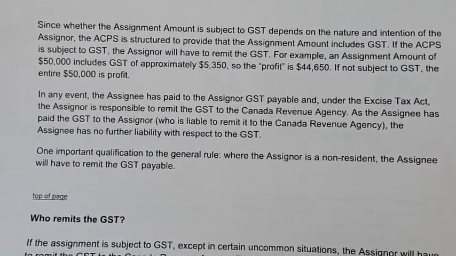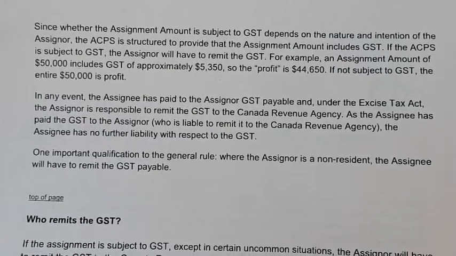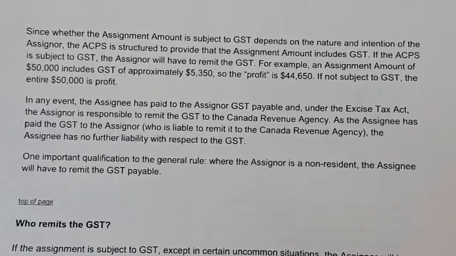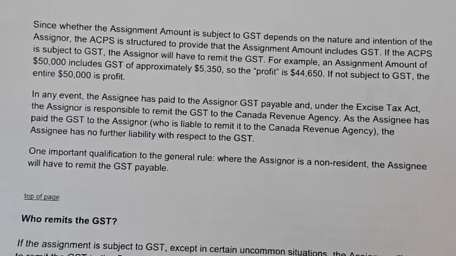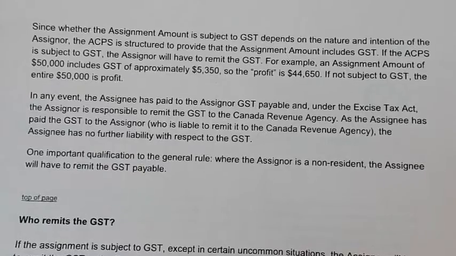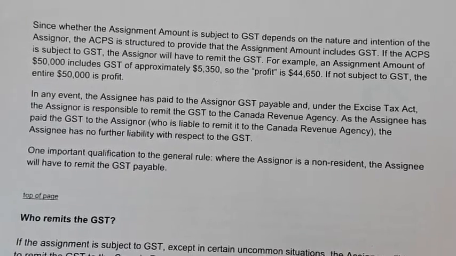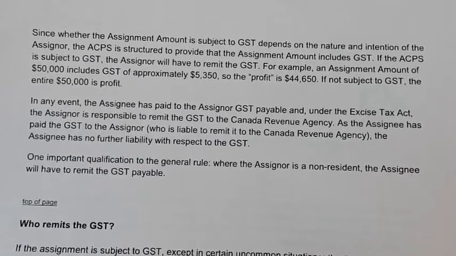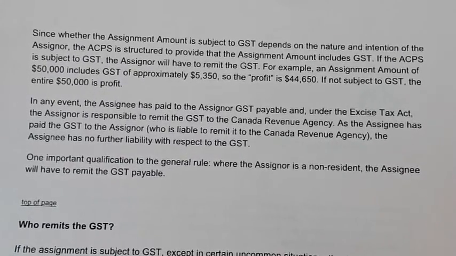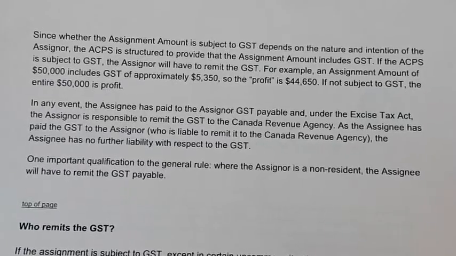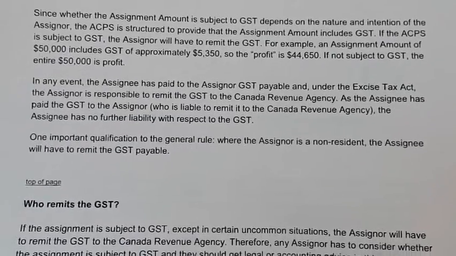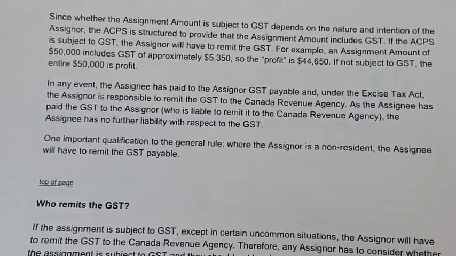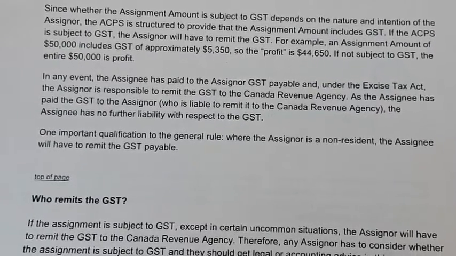In any event, the assignee has paid to the assignor GST payable, and under the Excise Tax Act, the assignor is responsible to remit the GST to the Canada Revenue Agency. As the assignee has paid the GST to the assignor, who is liable to remit it to the Canada Revenue Agency, the assignee has no further liability with respect to the GST. One important qualification to the general rule: where the assignor is a non-resident, the assignee will have to remit the GST payable.